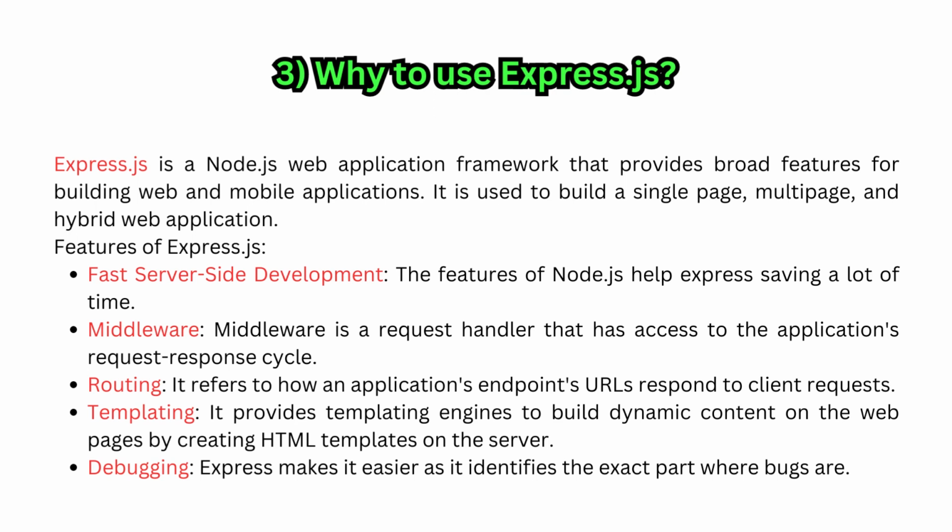2. Middleware. Middleware is a request handler that has access to the application's request-response cycle. 3. Routing. It refers to how an application's endpoints' URLs respond to client requests. 4. Templating. It provides templating engines to build dynamic content on the web pages by creating HTML templates on the server. 5. Debugging. Express makes it easier as it identifies the exact part where bugs are.